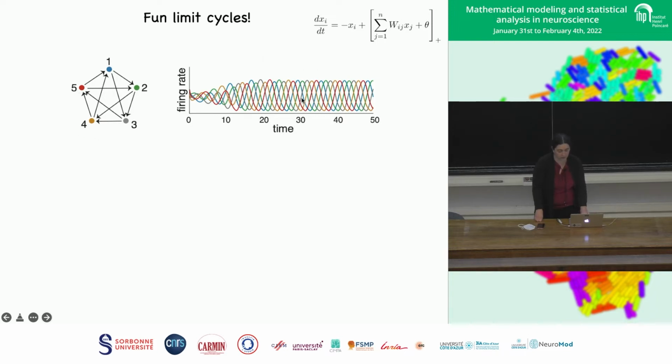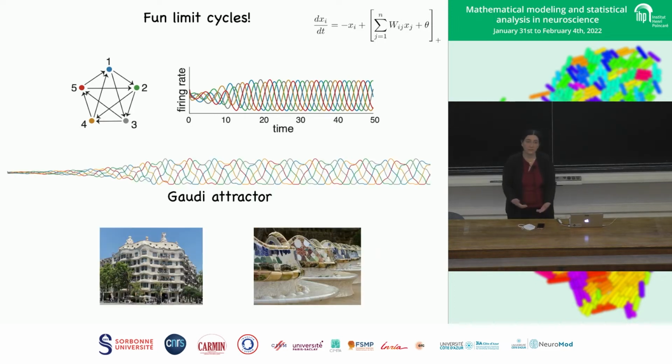And you can see the rate curves are color coded according to the neurons. So these are the curves xi of t for each of these neurons. Now, the exact same network, exact same W matrix, different initial condition. All I'm changing is the initial condition, and it can now fall into this completely different attractor, which I call the Gaudí attractor because it reminds me of the architect in Barcelona.